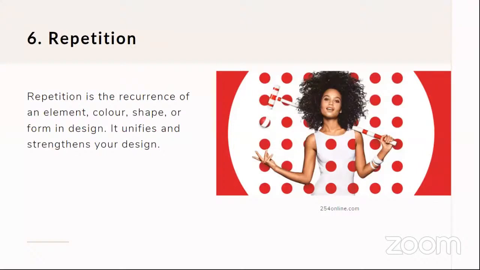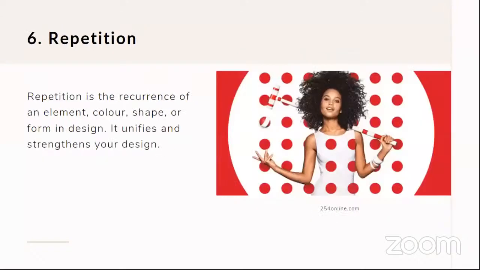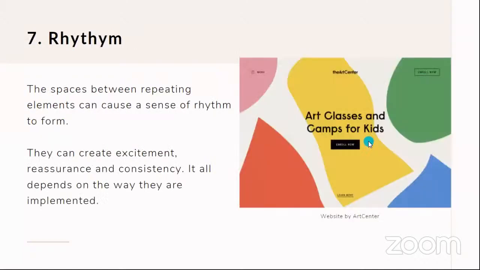Moving on, we have rhythm next. Rhythm, the spaces between repeating elements, can cause a sense of rhythm to form. Another thing too, look at this. We repeated circles here, right? Can you see these spaces? That's just what rhythm is. When you repeat elements, the spaces within those elements, that's what rhythm is.